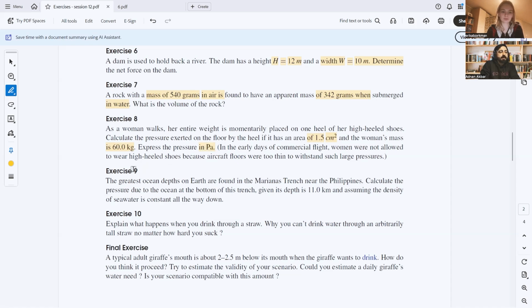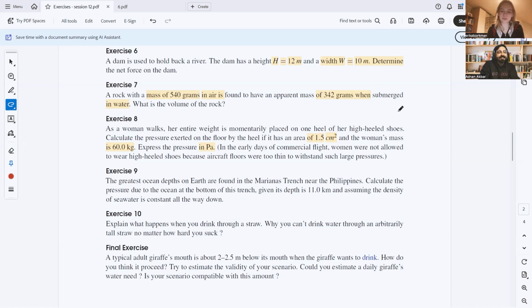In the early days of commercial flight, women were not allowed to wear high-heeled shoes because aircraft floors were too thin to withstand such a large pressure.